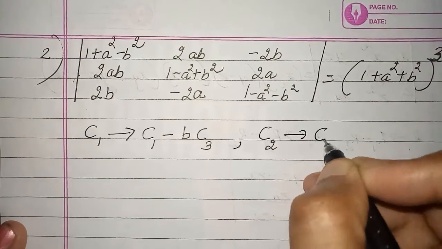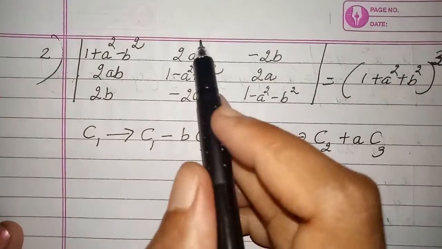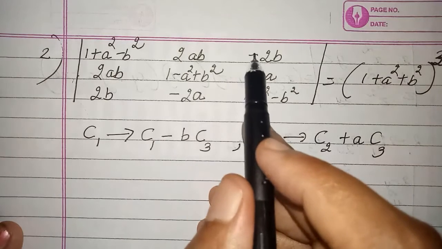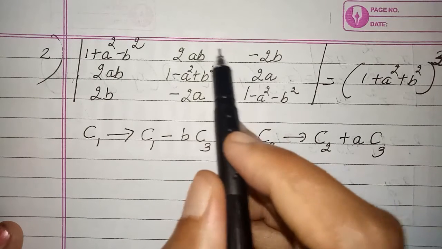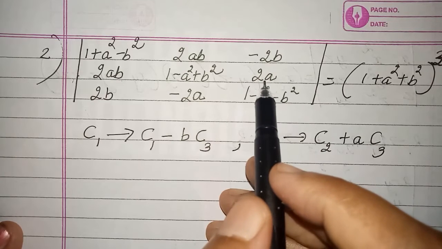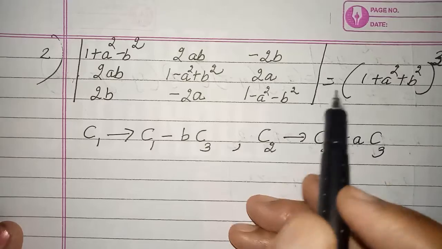In C2, I am going to do C2 plus a C3. Column 2. So what will happen? C2, I am adding a times C3. So minus 2ab will be cancelled. This will become plus 2a square. So minus a square plus 2a square will give me again a square plus b square.